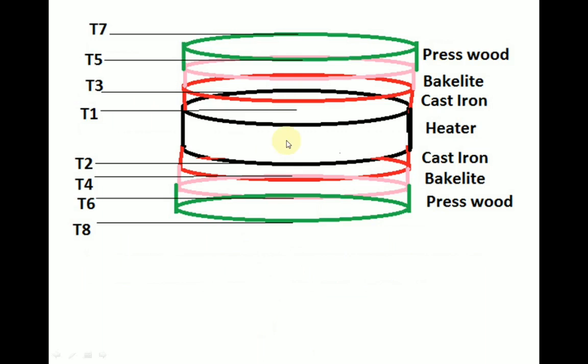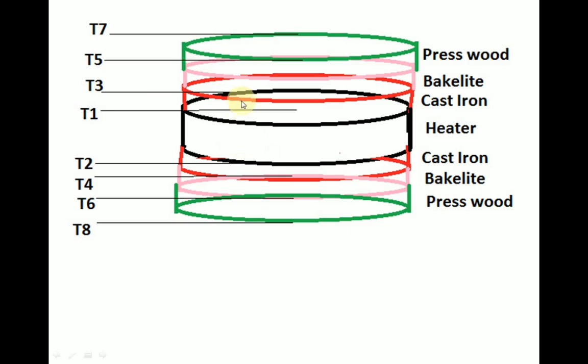Now here we have one diagram which helps us to understand the internal construction of the composite wall. Here you can see that at the center we have one plate, or we can call it a disk also. This is nothing but the heater. Whatever electrical energy is supplied will be used to heat this plate, so we call it the heater plate.